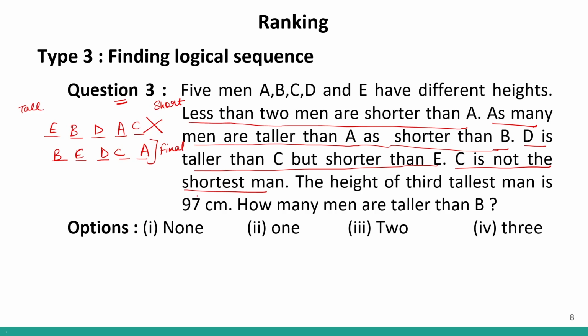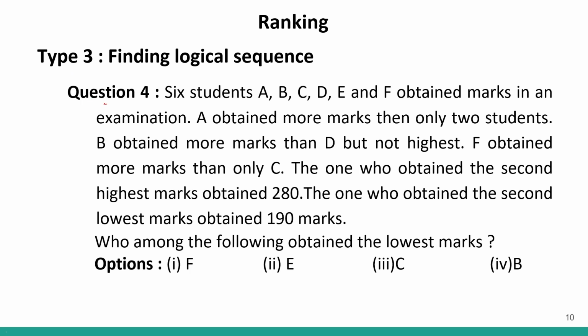Correct? Now, the question says that the height of the third tallest man is 97 centimeter. So height of the third tallest. Third tallest means this is 97 centimeter. We have to find out how many men are taller than B. So basically in the final arrangement, B is the tallest. Correct? B is the tallest. So we have to find out how many men are taller than B. None. There is no one who is taller than B. Okay? Now, coming to question number 4.